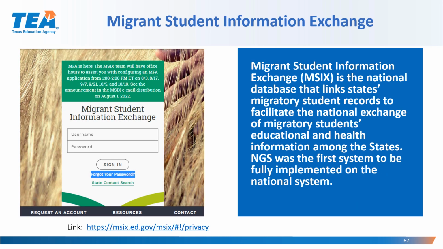Next, we want to highlight the national database for migratory students, also known as MSIX, or the Migrant Student Information Exchange. The MSIX is the national database that links states' migratory student records to facilitate the national exchange of migratory students' educational and health information among the states. TX-NGS was the first system to be fully implemented on the national system. To access MSIX, please complete the user application and submit it to your ESC.